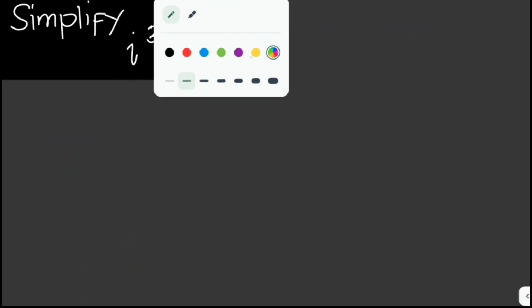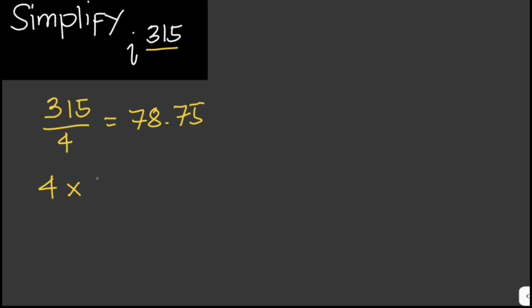Okay, let's try another problem here. Let's simplify i to the power of 315, so the exponent here is 315. We just have to divide this by 4 to find the highest multiple of 4 that is less than or equal to this exponent. This is equal to 78.75. Then let's multiply 4 and 78. This is equal to 312. Therefore, 312 is the highest multiple of 4.